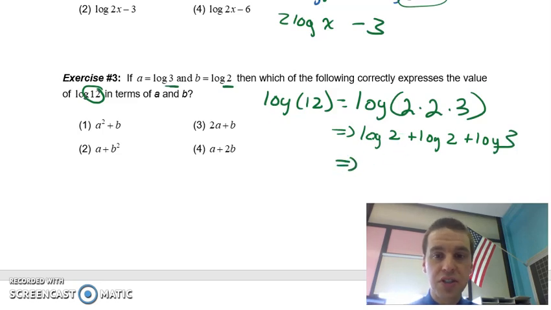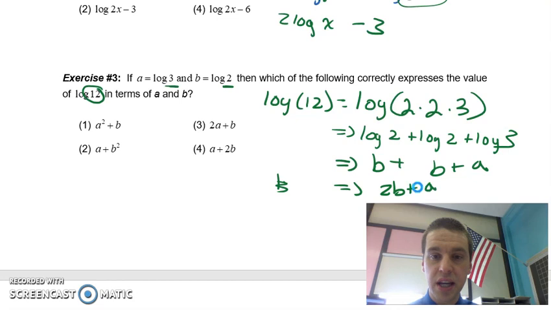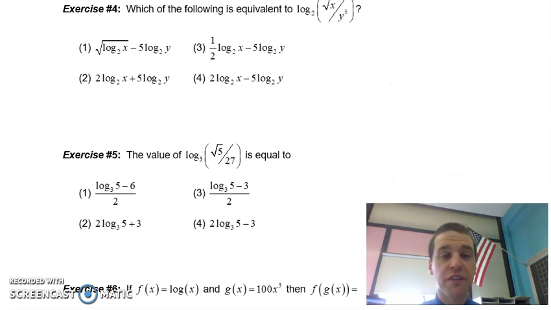And we know what log base 2 is. We know that log base 2 is b. We also know that's b. We know this is a. And therefore we know that log base 12, that's what the implies symbols mean, is 2b plus a. And when you look at that, you see it's a plus 2b. I would like you guys to try 4 and 5 right now, so pause it. Try 4 and 5. And then we'll go look at 6.